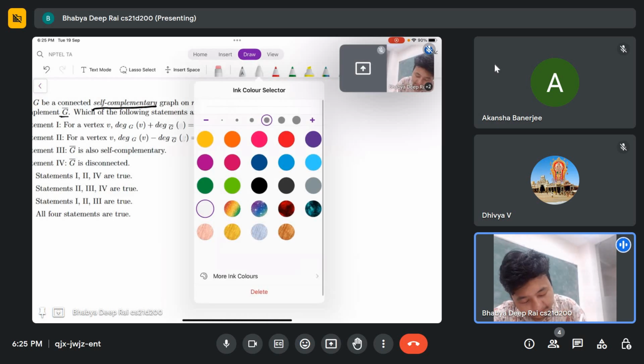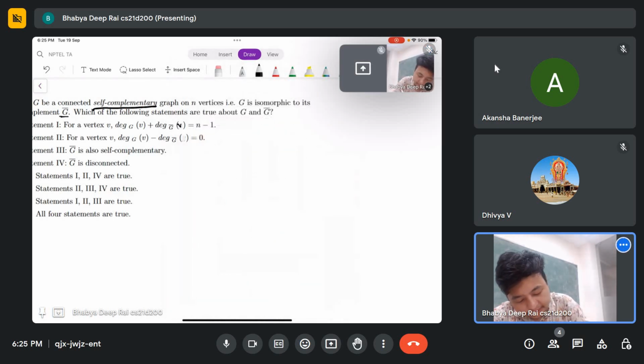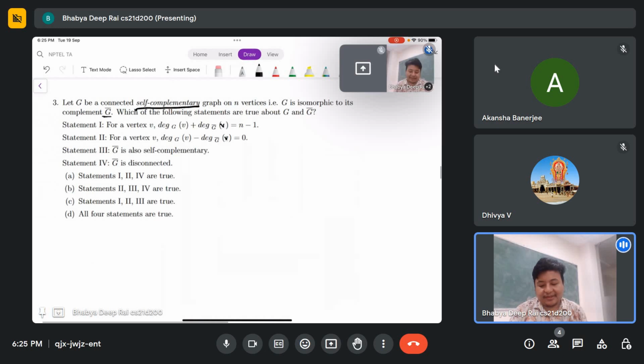So this should be the same vertex. The degree of the same vertex in the complement is equal to n minus 1. Statement 2 says, for a vertex V, degree of V in G minus degree of V in G bar is equal to 0. Statement 3 says G bar is self-complementary. And 4 says G bar is disconnected. Now, which of the statements are true here?